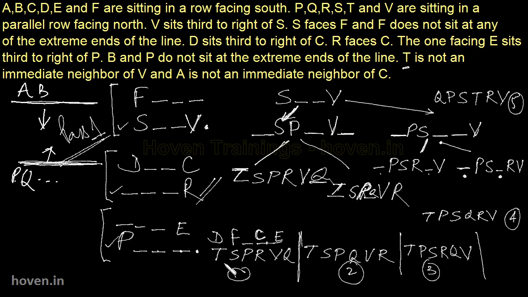We need to fit A and B now. This says A is not an immediate neighbor of C. But how can I fit it? If I put A here, then it will be the immediate neighbor, and if I put A here, it will be the immediate neighbor.